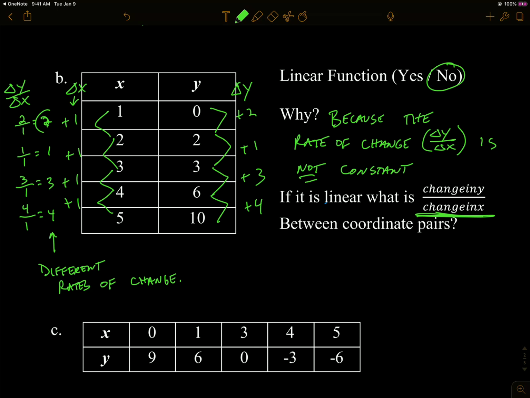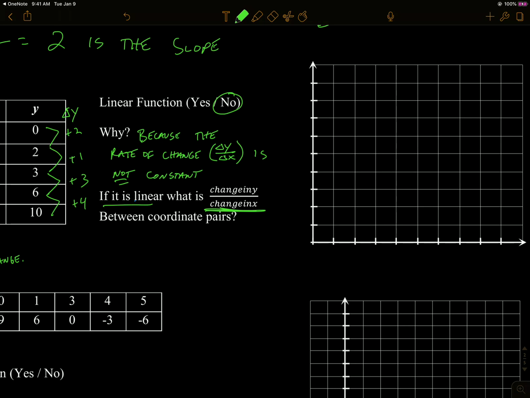So what number are we going to put? Are we going to put 2? Are we going to put 3? Are we going to put 1? It's different every time. So that's why, because it's not linear, we don't have to answer that question. So we'll just say it's not linear.